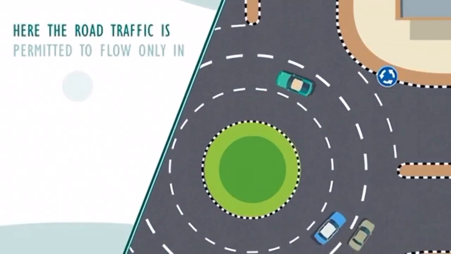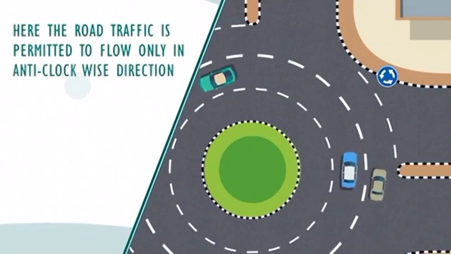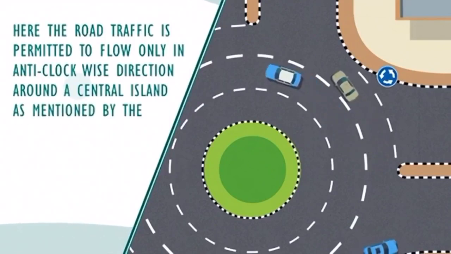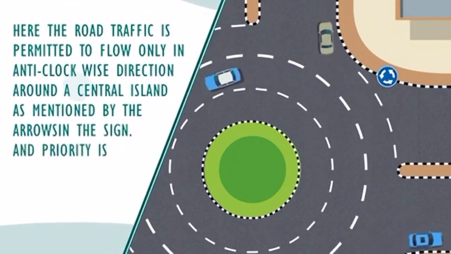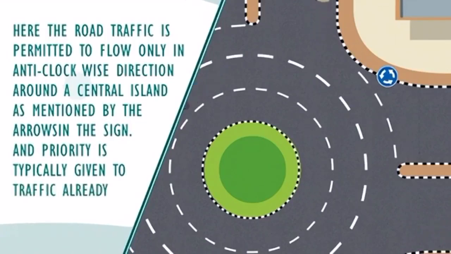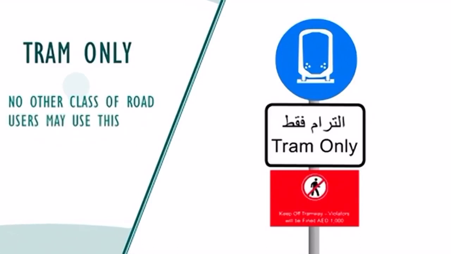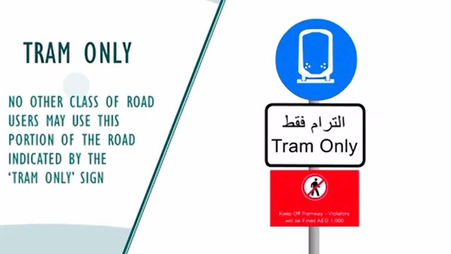Here, the road traffic is permitted to flow only in anti-clockwise direction around a central island, as mentioned by the arrows in the sign, and priority is typically given to traffic already in the junction. This sign indicates that the road or the portion of the road is set aside only for trams. No other class of road users may use this portion of the road indicated by the tram-only sign.